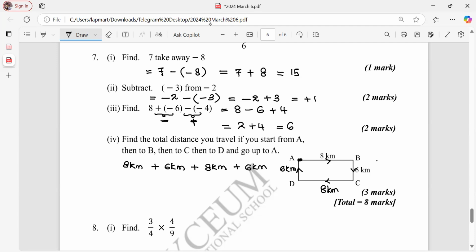So then the 8 plus 6, what is the answer? It is 14. 14 plus 8, 22. 22 plus 6, the answer is 28. So then total distance you have traveled 28 kilometers, right? So then the first you want to mark the arrows and you write the missing figures. So then you can find the total distance you have traveled.